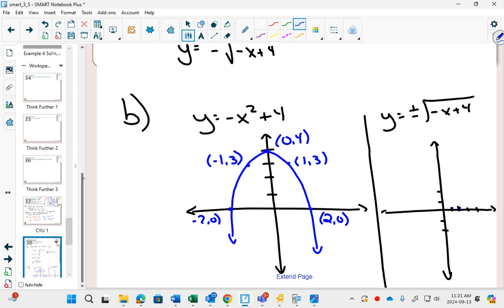So for example, I have 0, 4, switching x and y on my inverse, I would have 4, 0. Instead of 1, 3, I would have 3, 1. And instead of 2, 0, I'd have 0, 2. Similarly, I'd have these points.